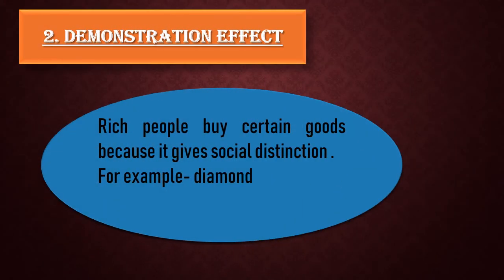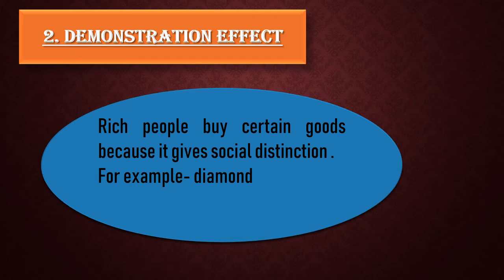But in the Giffen paradox case, the price and demand have a direct relation, a positive relation between them. So the next point is the demonstration effect.